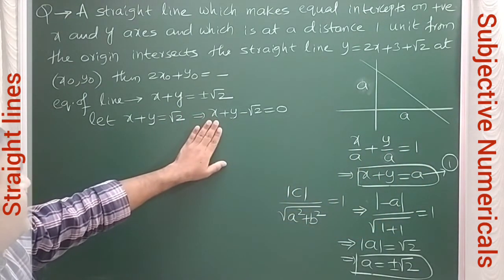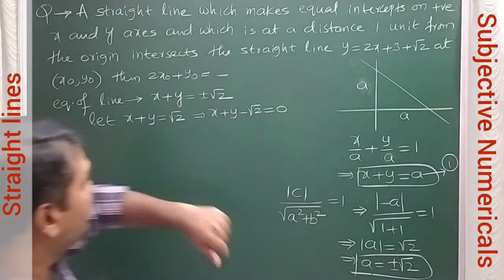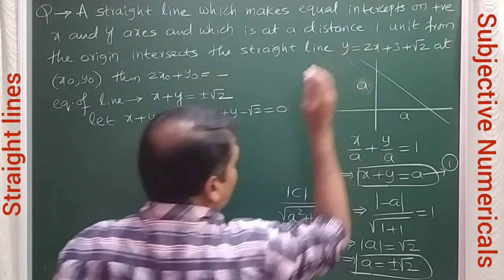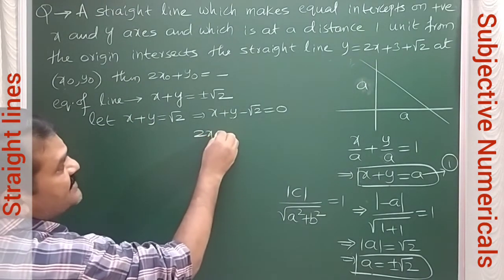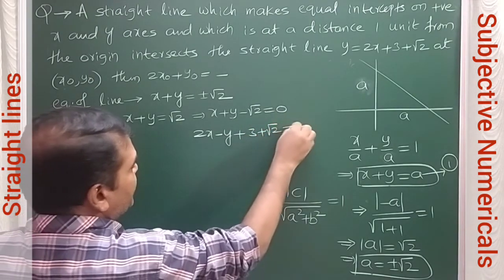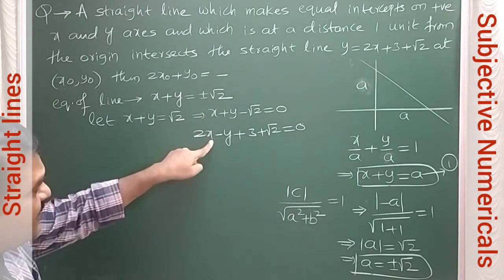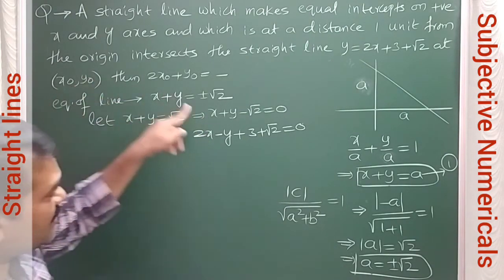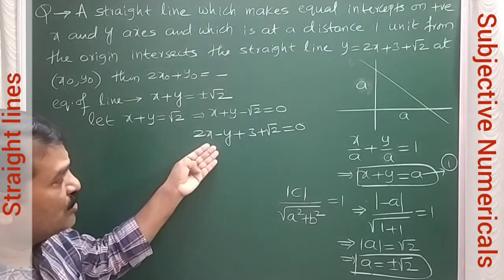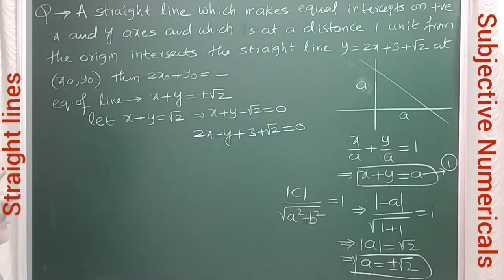Now what is the next condition? This line intersects another straight line at x0 comma y0. Okay, so I will write this line like this: 2x minus y plus 3 plus root 2 is equal to 0. So the first line is intersecting the second line at this point, means by solving these two we can get the point of intersection, no? So let us solve these two to get the point of intersection, which is nothing but x0 comma y0.